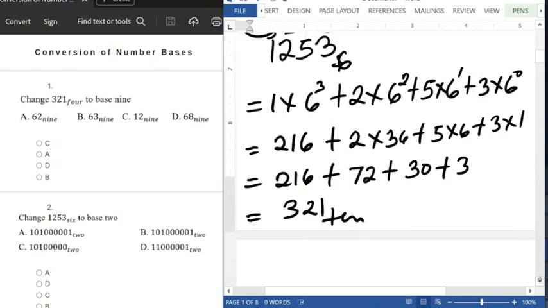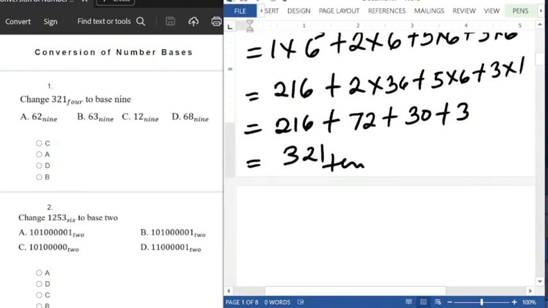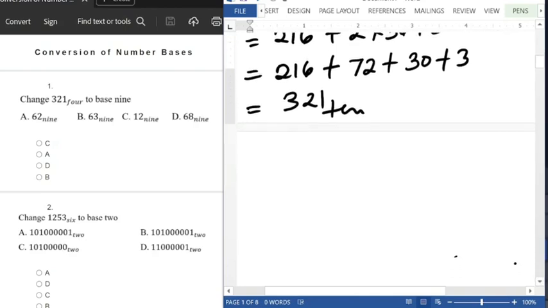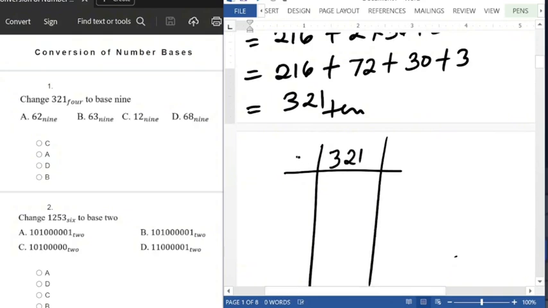Now we change this to base 2. Let's do that now. 321 to base 2. So we use 2 to divide. 2 into 3 is 1, you carry 1. And 12, that is 6. And 1, that is 0, remainder 1.